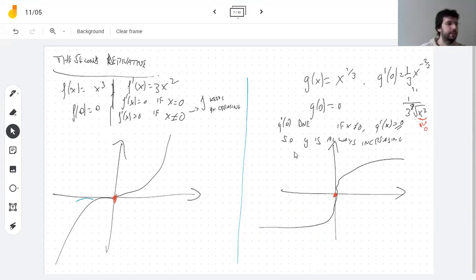Monotonic means the same as saying that it's always increasing or always decreasing. Monotonic is not a word I've ever used in class.